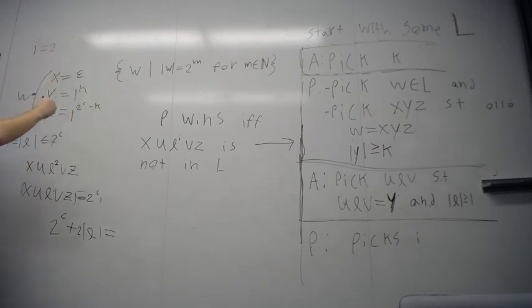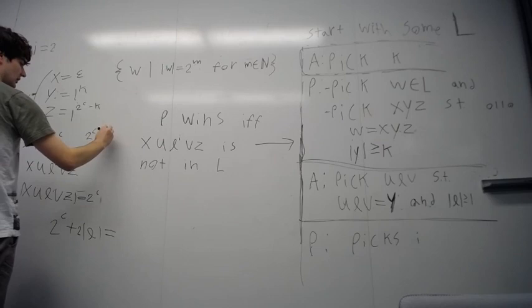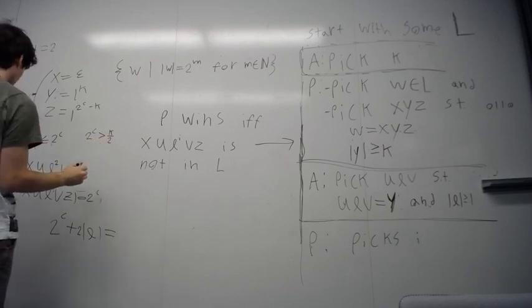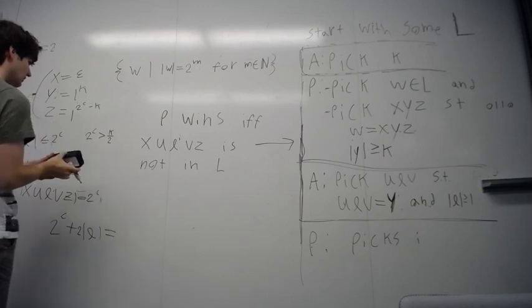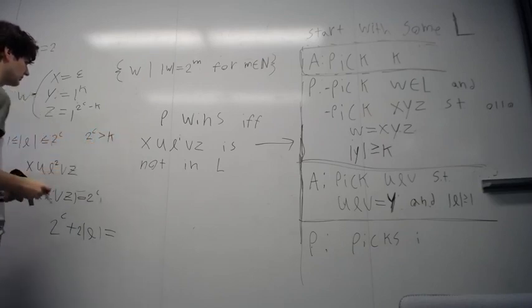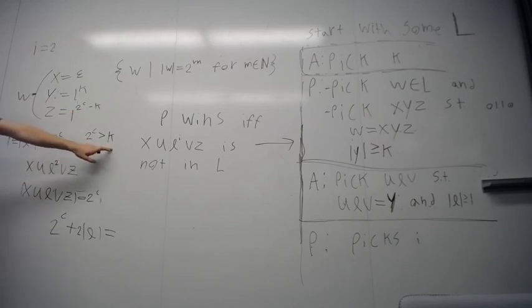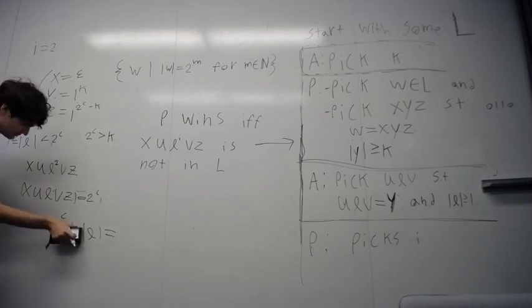Let's say 2^c is strictly greater than k. That's what I want. I just don't want k to be equal to 2^c. This is a restriction I can set, right? Because k is fixed, and I'm picking c. So I'm just going to pick some c such that 2^c is greater than k. Now this containment is strict. That's super helpful, and it makes the math easier.